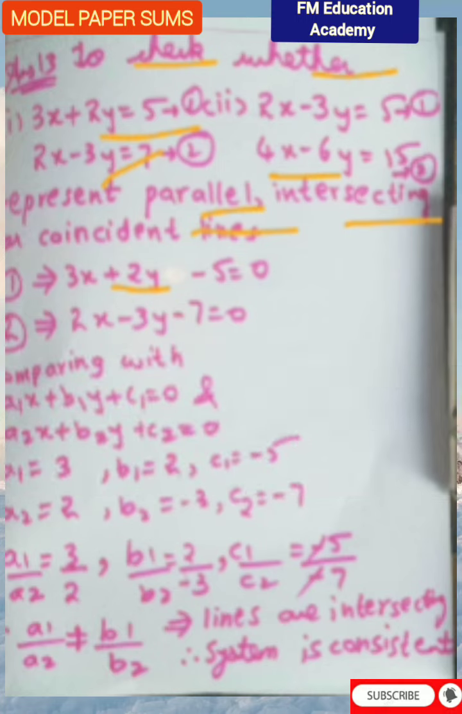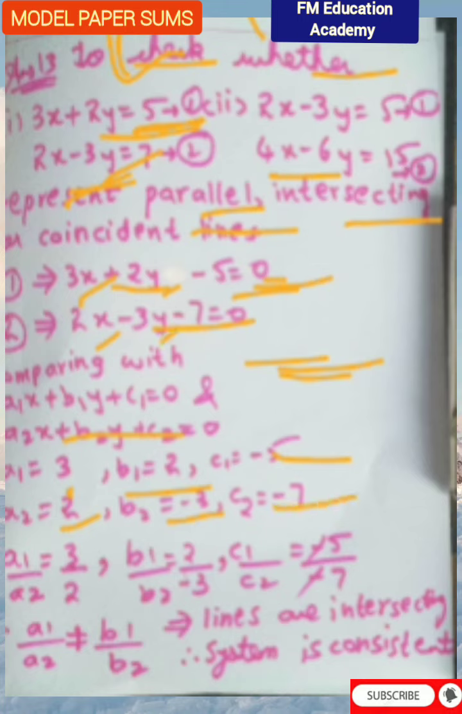But if you observe, c1 is on the RHS. So what we'll do? We'll bring c1 to the LHS, so make it in the standard form of a1x plus b1y plus c1 is equal to 0. That is why plus 5, if it comes this side, it becomes minus 5. Similarly, make 2x minus 3y is equal to 7 also in the standard form of a2x plus b2y plus c2 is equal to 0. So plus 7, if it comes this side, it becomes minus 7. So these are the equations. Compare them with the standard equations. a1 is 3, b1 is 2, c1 is minus 5. a2 is 2, b2 is minus 3 and c2 is minus 7.